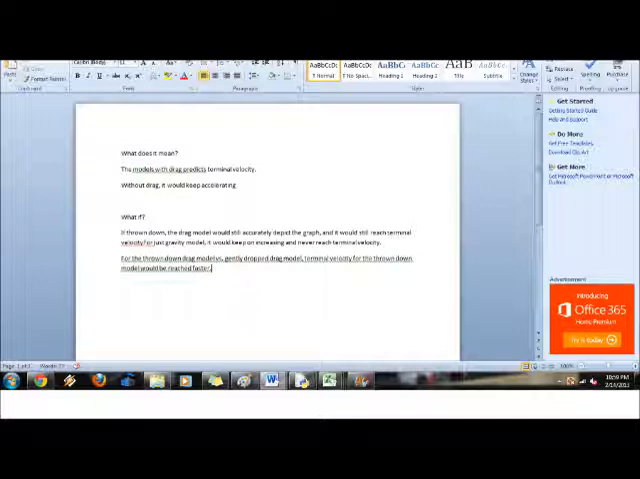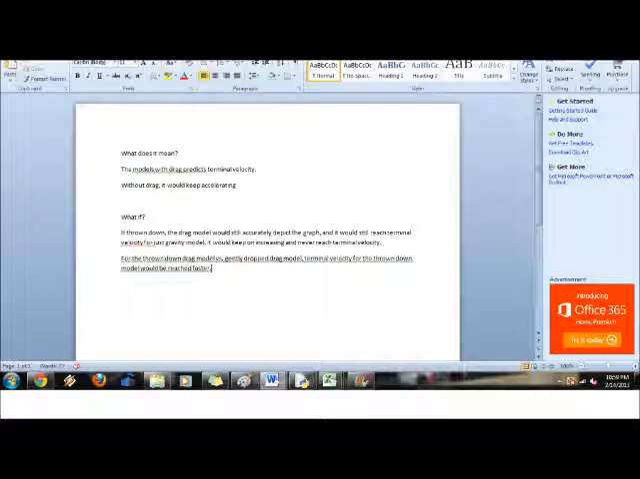For what does it mean? The answer to this is that the model with drag predicts the terminal velocity, because the model with just gravity would mean that the ball kept on accelerating, or that the piece of paper just kept on accelerating. But with drag, that means it actually reaches a terminal velocity. Without it, it would just keep on accelerating.